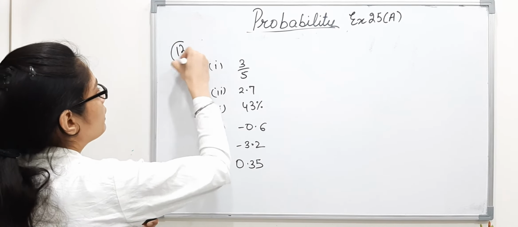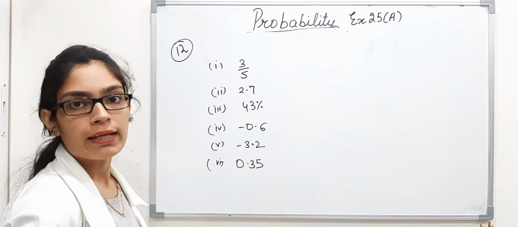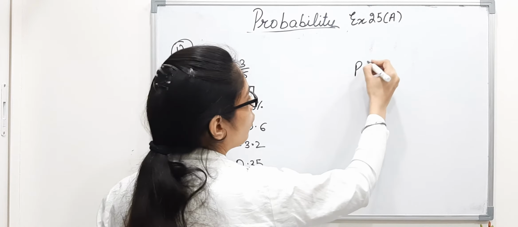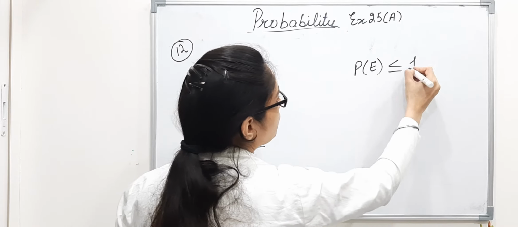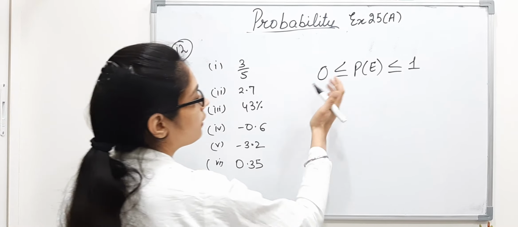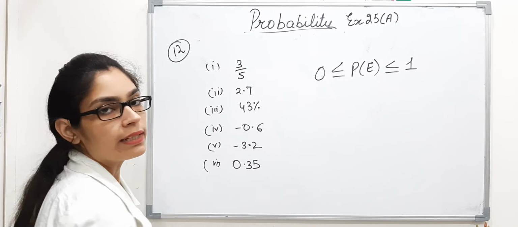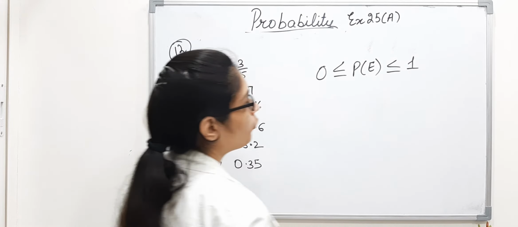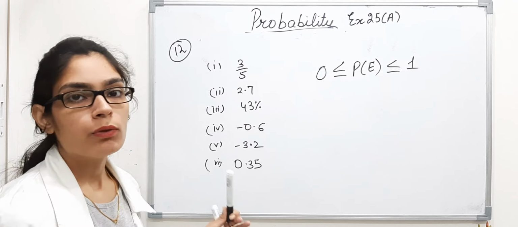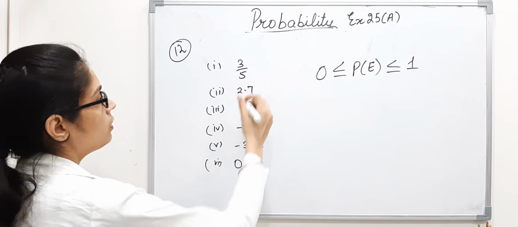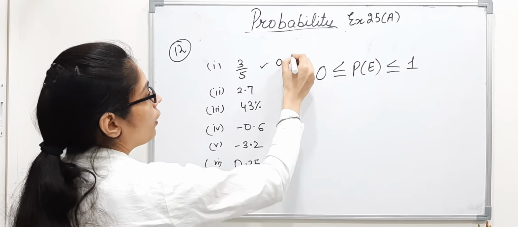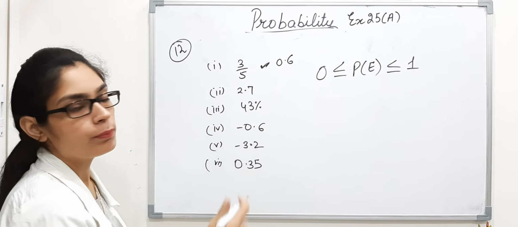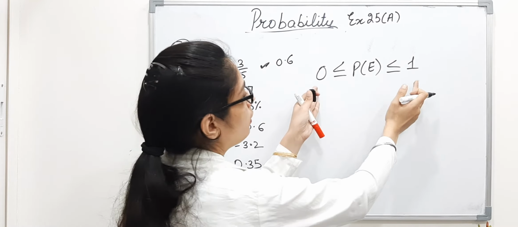In question number 12 they are asking us which of the following cannot be the probability of an event. So I told you the probability of an event always lies between 0 and 1. It cannot be less than 0, meaning it cannot be negative, because less than 0 means negative values, and it cannot be greater than 1. So it will always lie between 0 and 1. 3 by 5 is 0.6. So this can be a probability because 0.6 lies between 0 and 1.